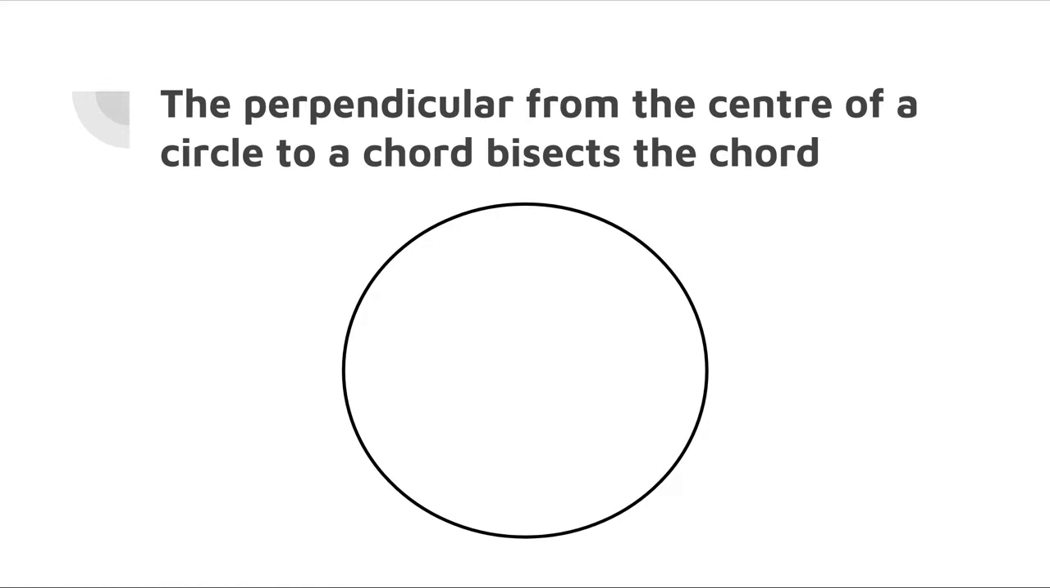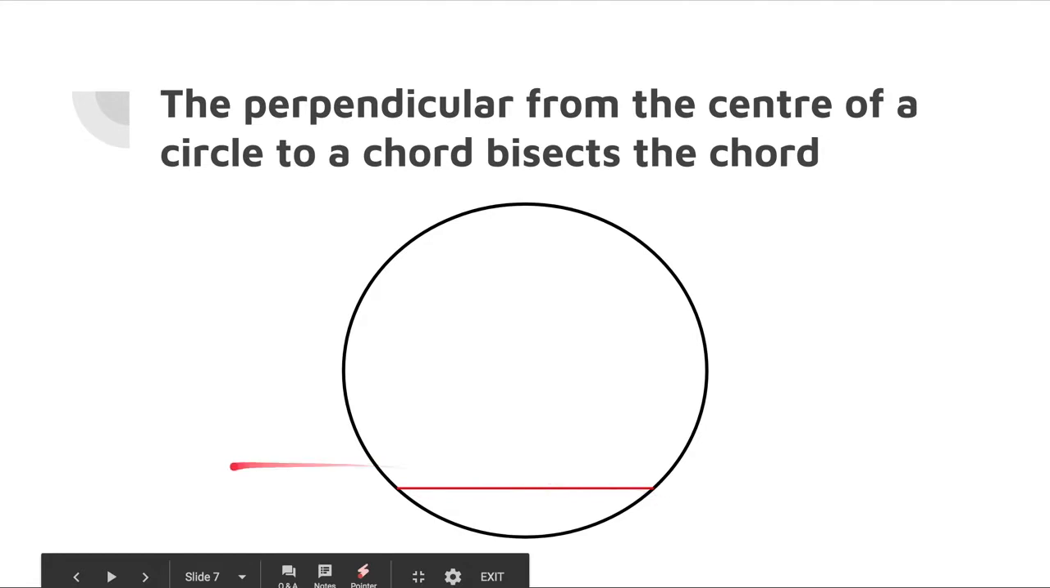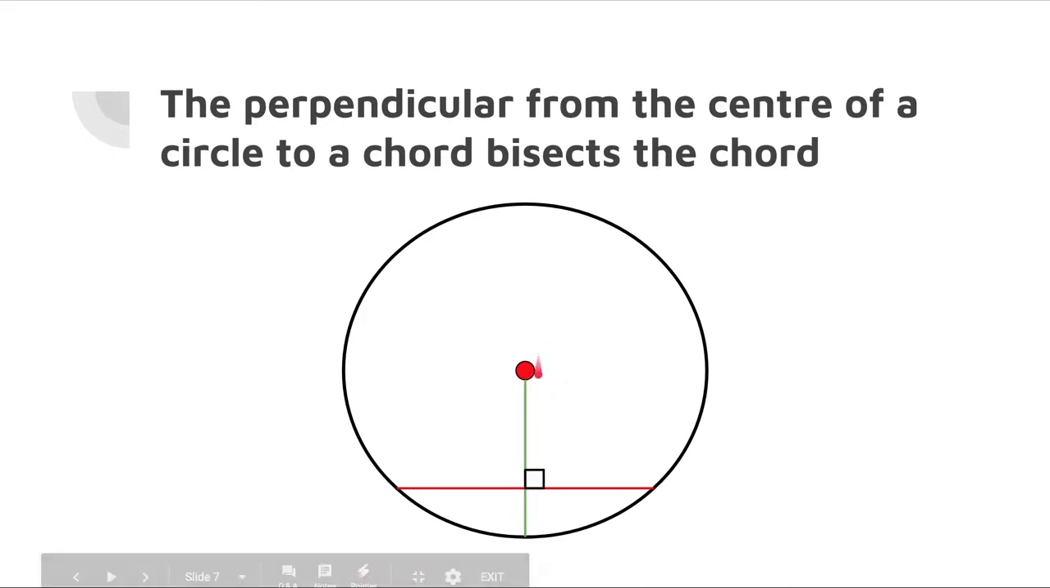The perpendicular from the center of a circle to a chord bisects the chord. Now, what does that mean? Here is a chord, a line connecting 2 points on a circle. Here is the center of the circle. If you draw the perpendicular from the center to the chord, it's going to bisect the chord, meaning that it is going to split the chord in half. So this length will be the same as this length.